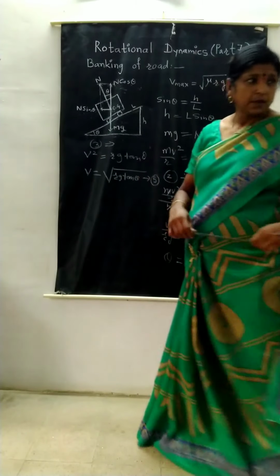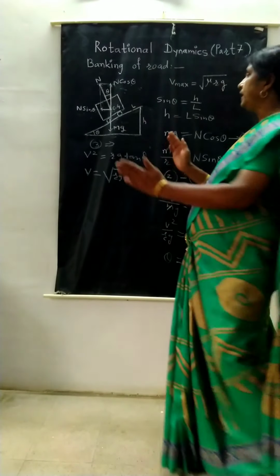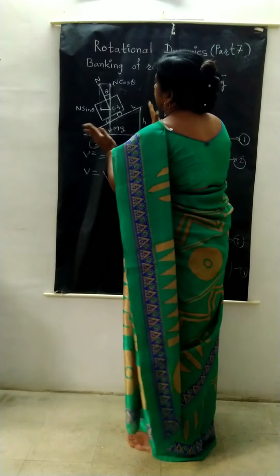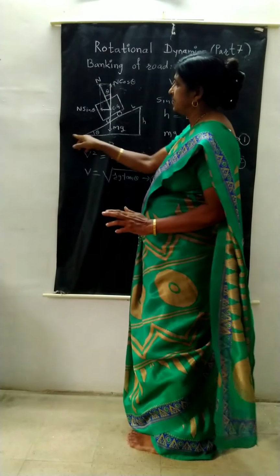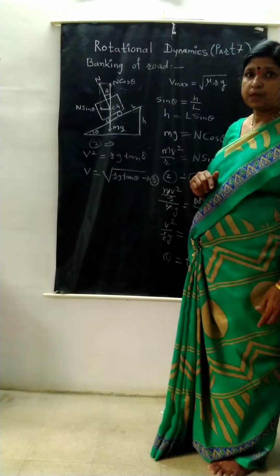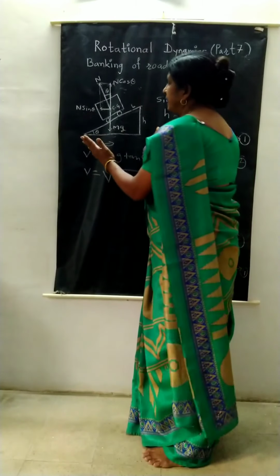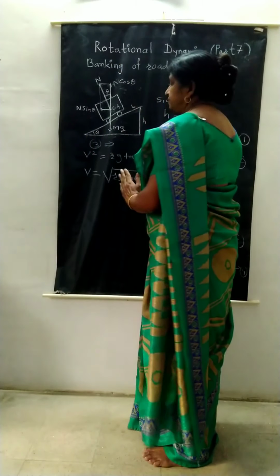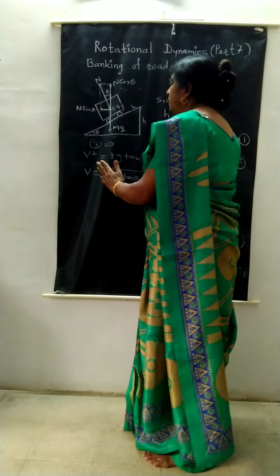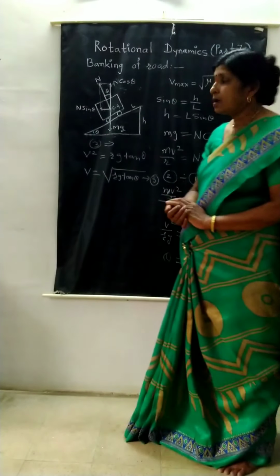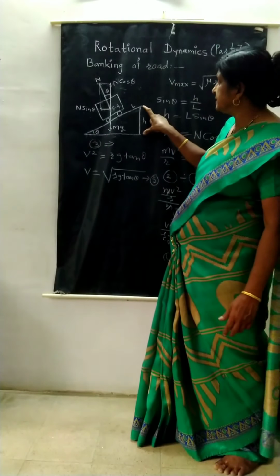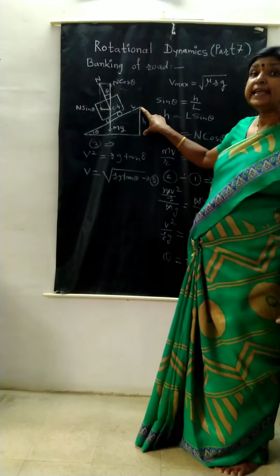Suppose here the road is taking a turn towards left hand side like this. This is the center of the circle on this side and this is the width of the road. The road is taking a turn towards left hand side. We are driving on this road. Now, this is the height h. It is called elevation.